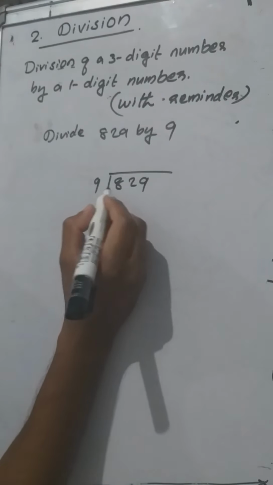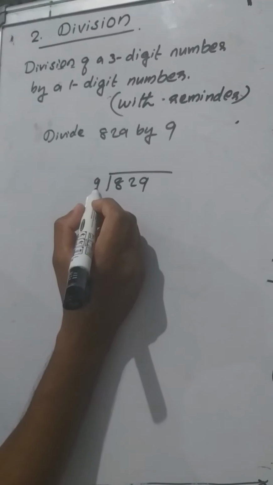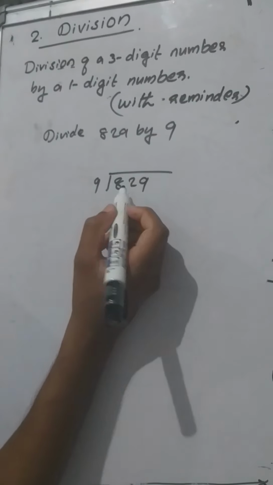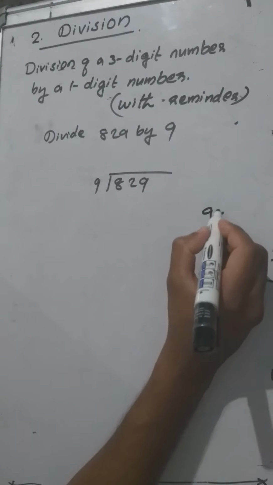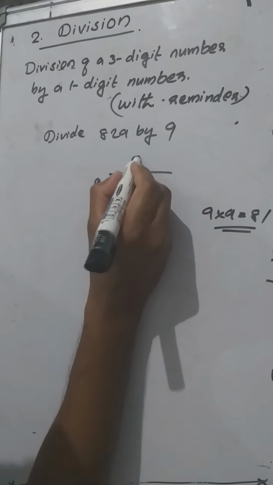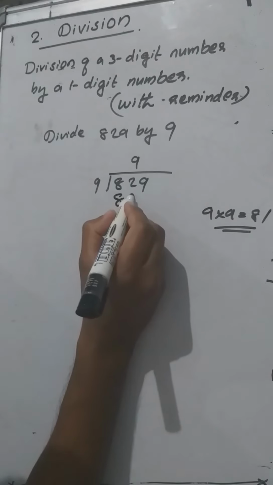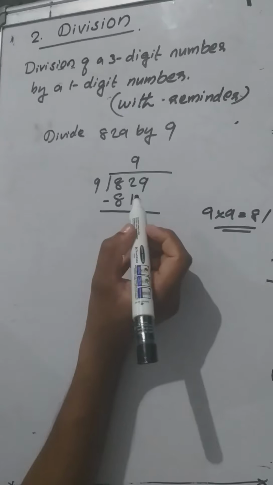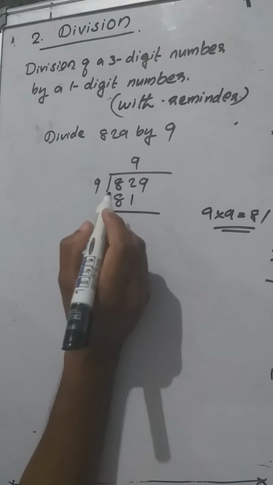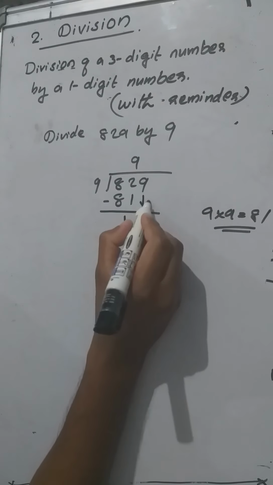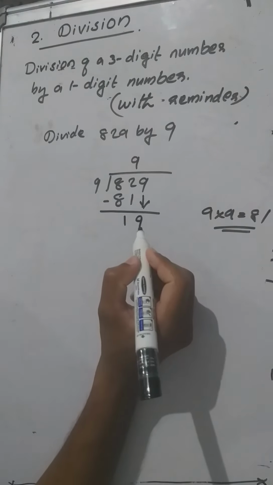Now let's check how many 9s are included in 8. So 8 is not divisible by 9. So you have to take the next number, 82. So we know that 9 9s are 81, very near to 82. So we write 9 9s are 81. And now we have to subtract 81 from 82. So 81 plus 1 is equal to 82. So we got 1 here. We have to write this 9 down here.